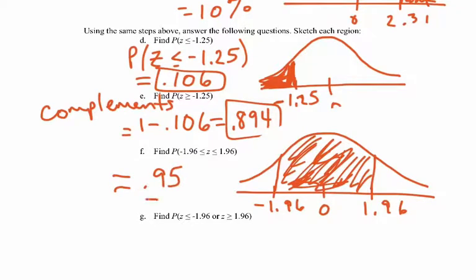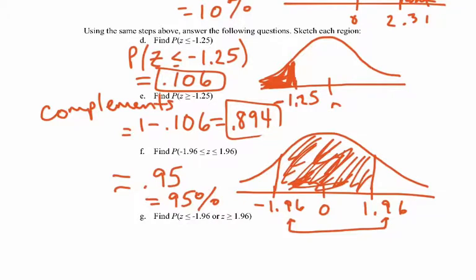And actually, this should look familiar to you. 95% of the data. Remember, the empirical rule says that about 95% of the data falls within 2 standard deviations. And that's really what we're looking at here. Negative 1.96, that's about negative 2 standard deviations if we ballpark it. 1.96 is about 2 standard deviations. So we should expect to get about 95% of the data.